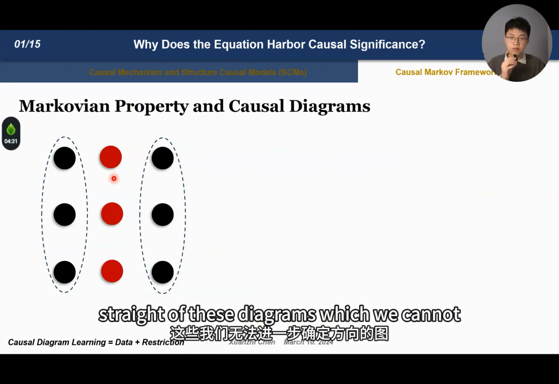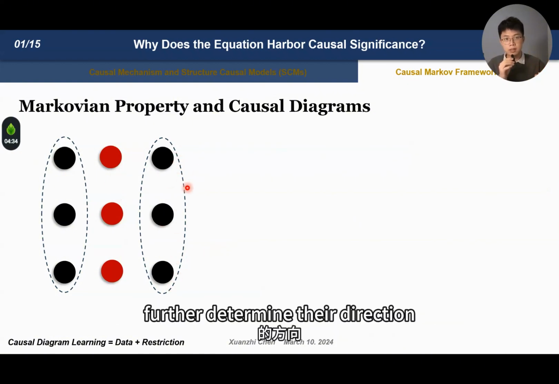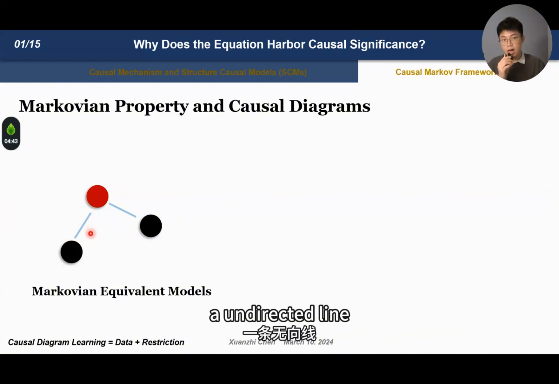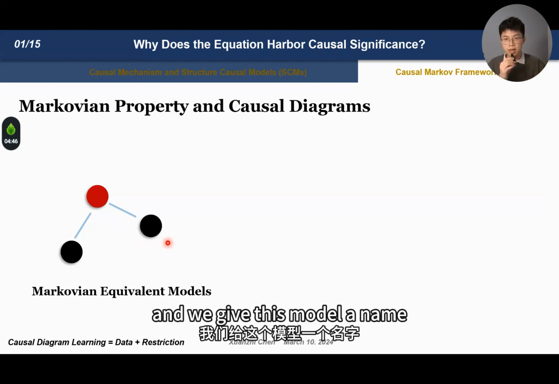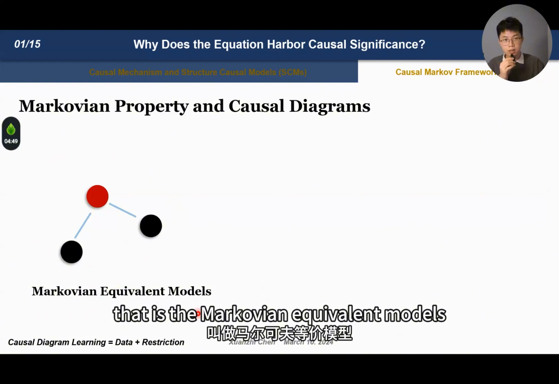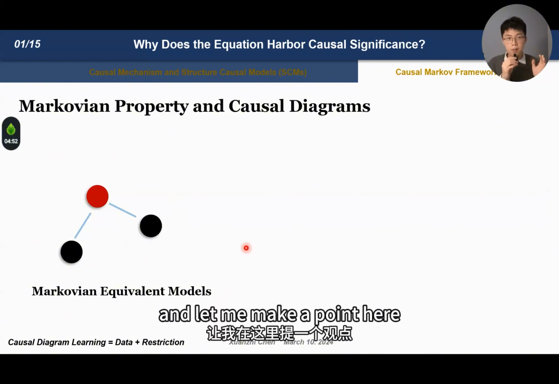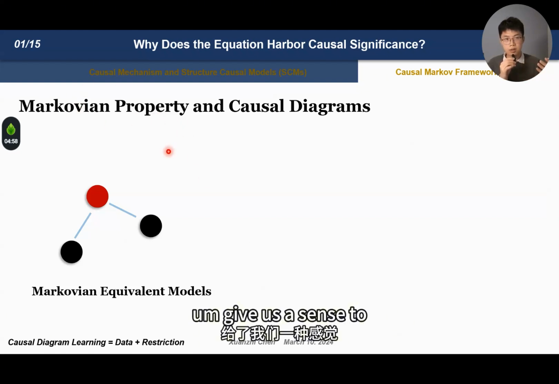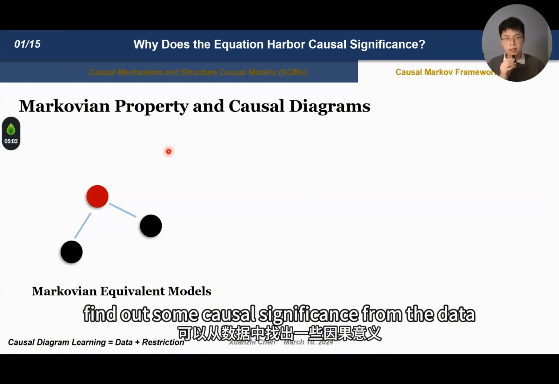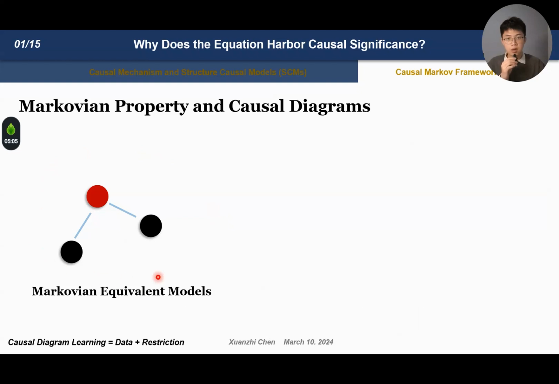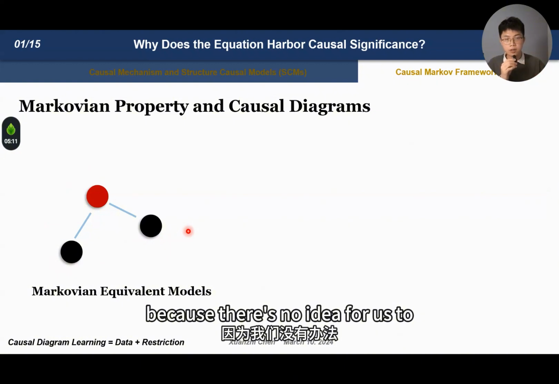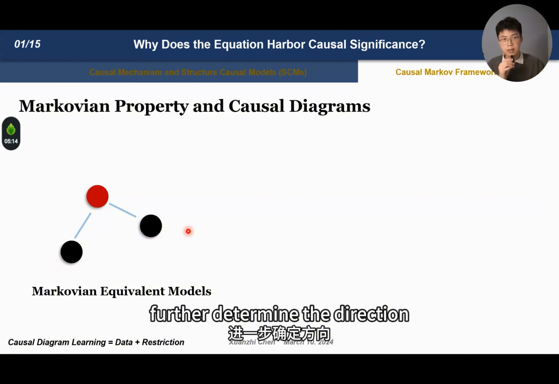Given these three diagrams, whose direction we cannot further determine, let's summarize them into a new diagram where we replace the arrow with an undirected line, because we couldn't determine the direction. And we give this model a name: the Markovian equivalent models. Let me make a point here. Although the Markovian property gives us a way to find some causal significance from the data, there is a limitation. When we approach that step, we couldn't go deeper because there's no way for us to further determine the direction of a diagram.